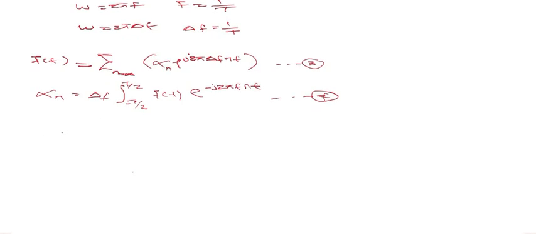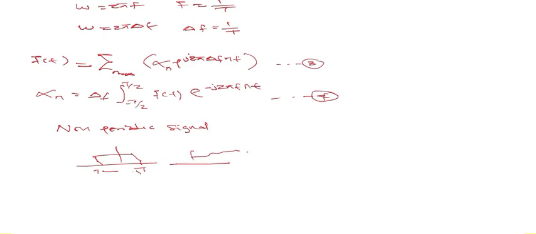Now we were told in the question that this is a non-periodic signal, so it's a non-periodic waveform. For a non-periodic signal, that means the period tends to infinity. You can have a signal like this that tends to infinity. It doesn't stop. It keeps going. So we have T tends to infinity.